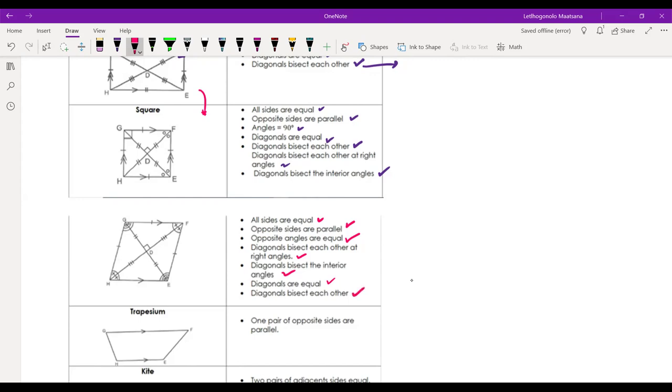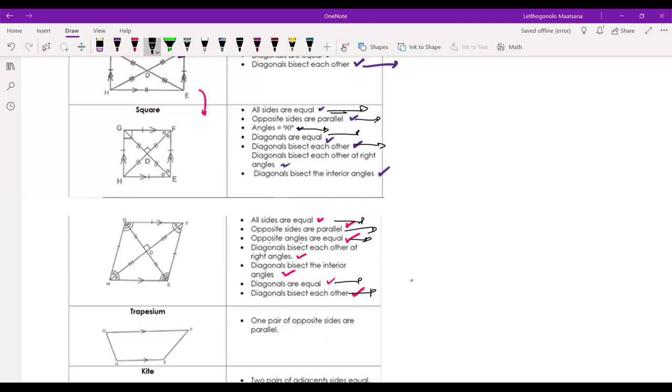So we can see that the properties of the square are similar to the properties of your rhombus. So let's see which ones. Equal sides, opposite sides, and we have opposite angles are equal. Here we are already told that all the angles are 90 degrees, so that falls into that. Diagonals are equal. Diagonals bisect each other.